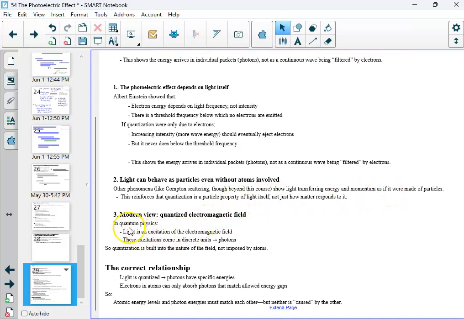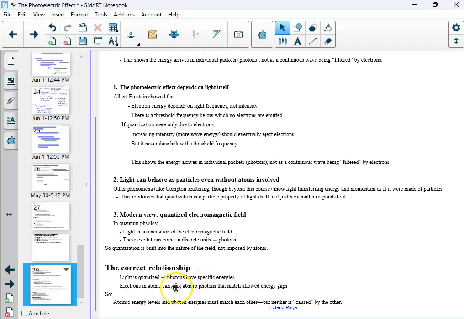So in quantum physics, light is an excitation of the electromagnetic field, and then there are the other fields as well, right? The strong nuclear force field and so on. Quantization is built into the fields themselves, the field theories, so they're quantum field theories, as I mentioned.